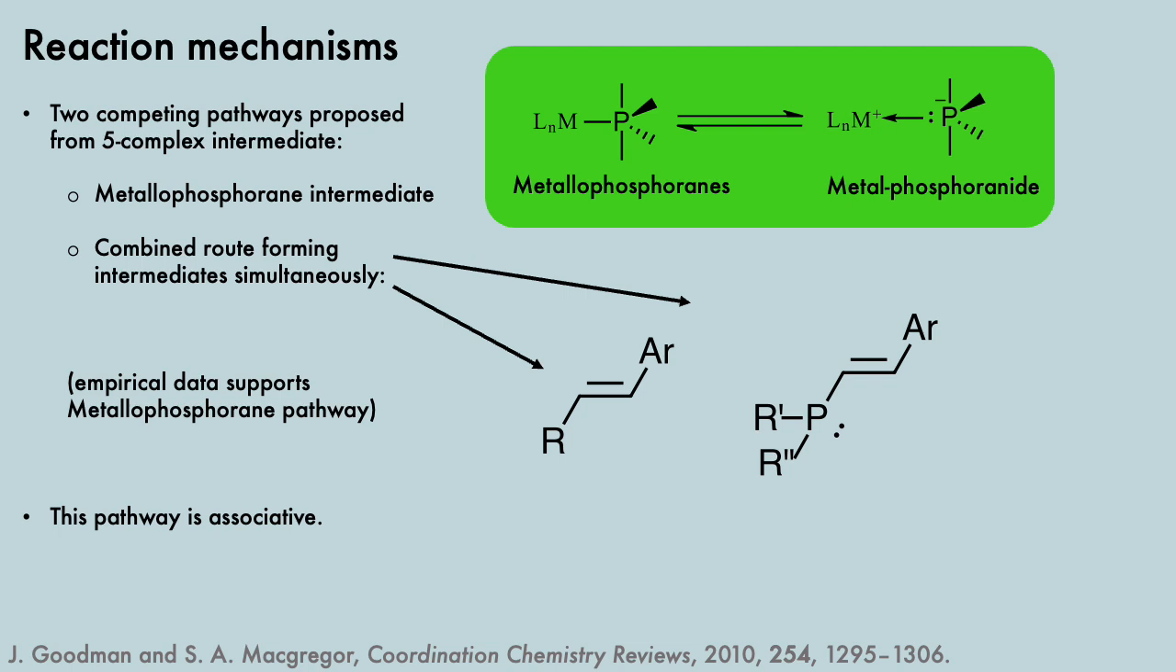Here is the reaction mechanism. Two competing pathways proposed from a five-coordinate intermediate are shown below. Metallophosphonium intermediates are shown in green on the right. The second is a concerted route forming the products simultaneously. The two molecules are shown below the green. But empirical data supports the metallophosphonium pathway. This pathway is associative.